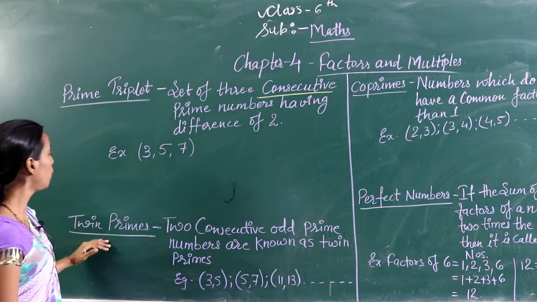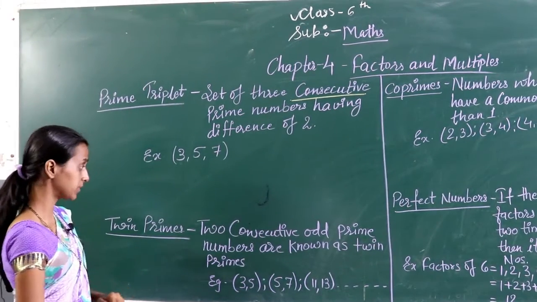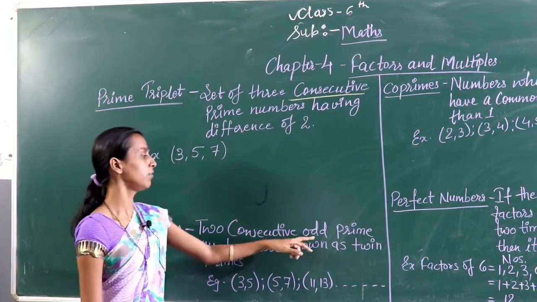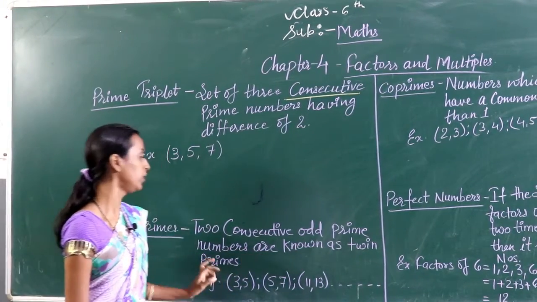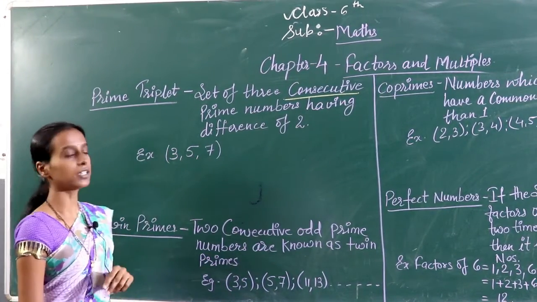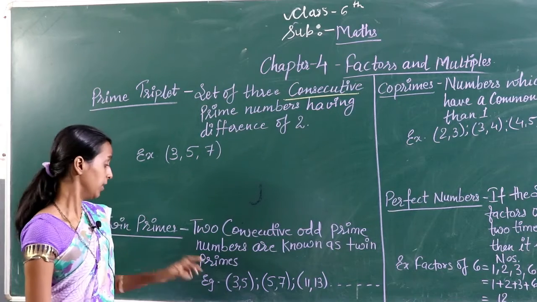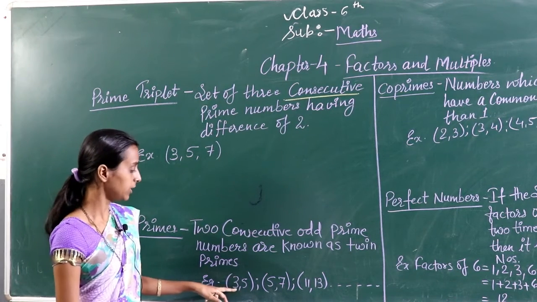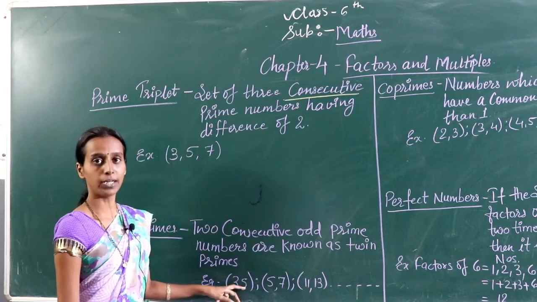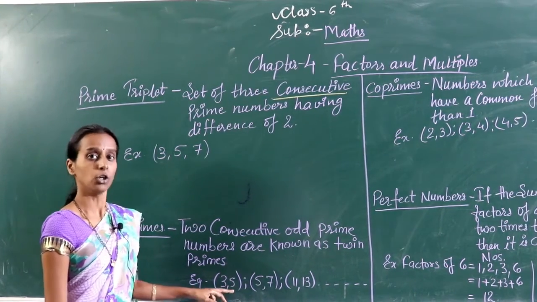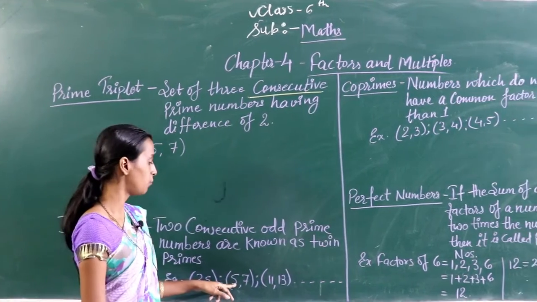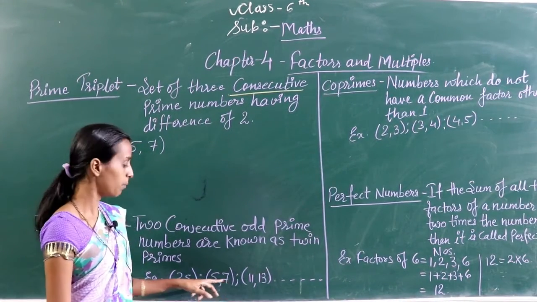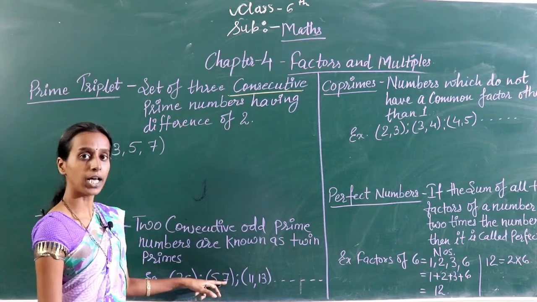Next is twin primes. What are twin primes? Two consecutive odd prime numbers are known as twin primes. Okay, two consecutive odd prime numbers. Okay, so here we see example 3 and 5. Two numbers and both the numbers are consecutive and prime. Second, we can take example 5 and 7. Okay, both are prime and both are consecutive.